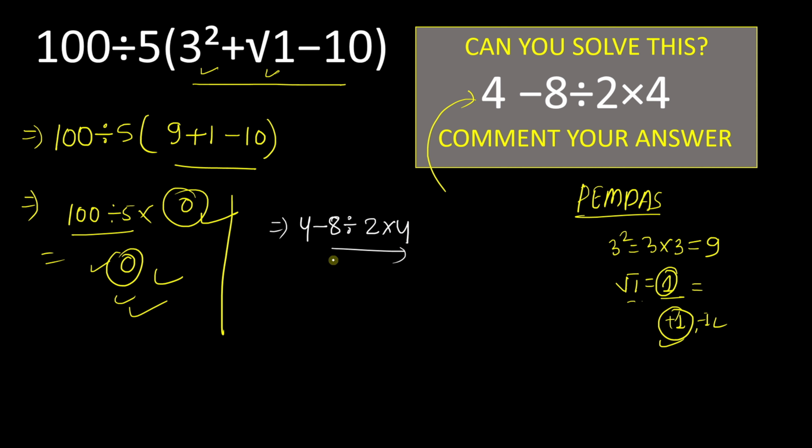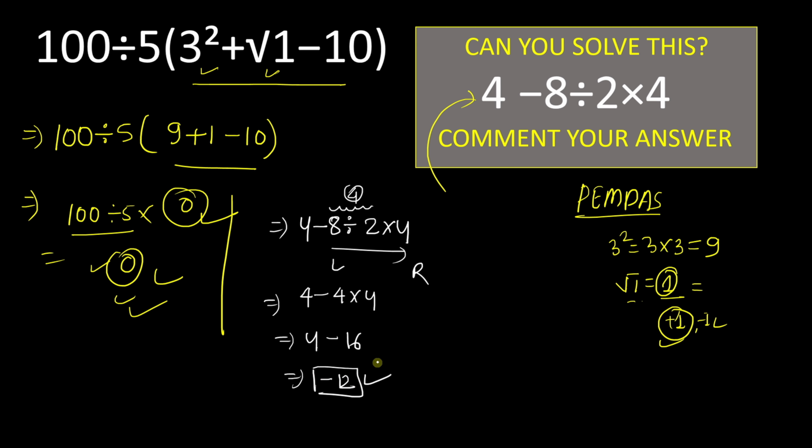And here we again do left to right operation, as we know multiplication and division have the same priority. And here we will go for this division part first, which is 8 divided by 2, and this will give result 4 here. So we will simply write 4 minus 4 times 4. Again, 4 times 4 will give result 16, and 4 minus 16 will give result minus 12 here. So minus 12 is the right answer.